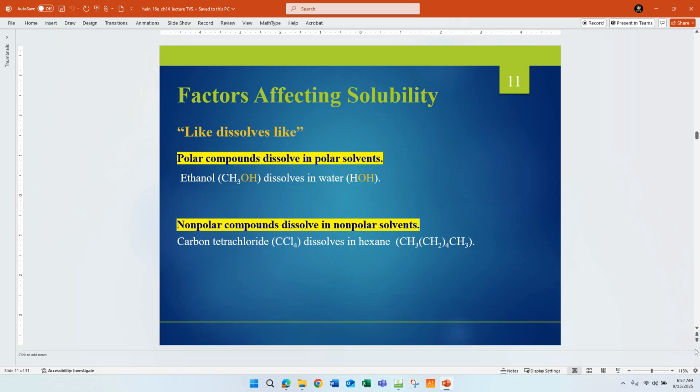And then nonpolar dissolves in nonpolar solvents. So here we have carbon tetrachloride, which is a liquid, but it can't dissolve in water because it's nonpolar. Just like oil can't dissolve in water. It's a nonpolar compound, so we need a nonpolar solvent to dissolve it. So we have the example of hexane here.